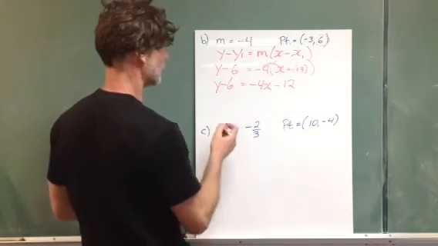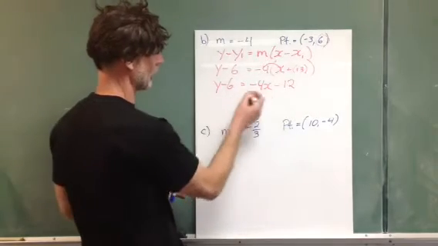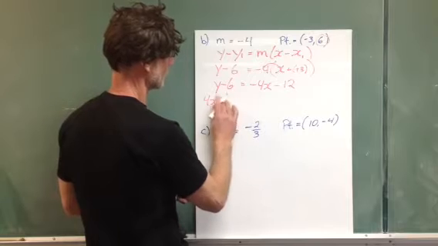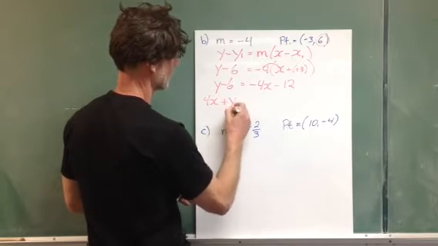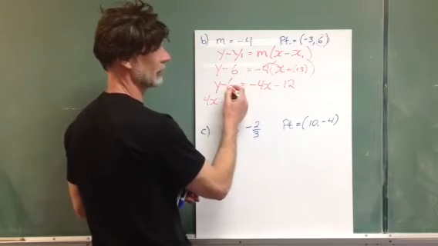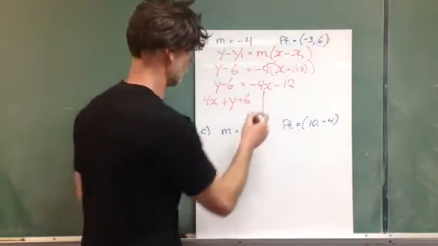And now I can change that to general form by moving all my terms to the left. This would come over as positive 4x plus y minus 6, and that comes over as plus 12, so negative 6 plus 12 is plus 6. Done. Equals 0.